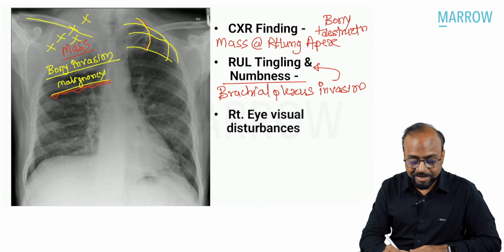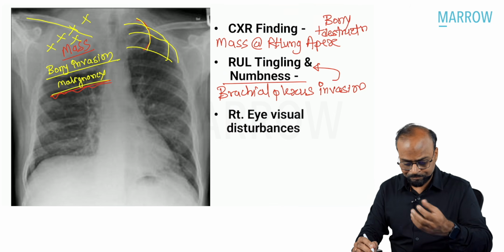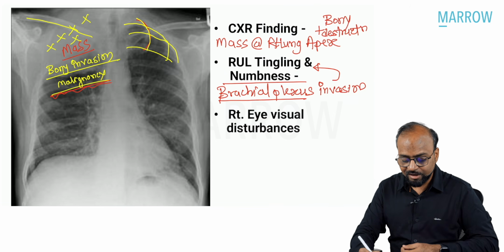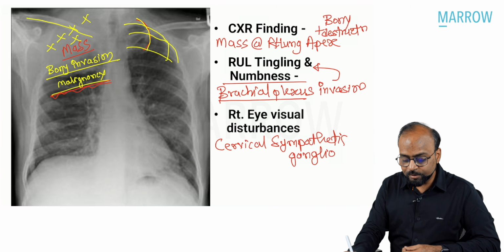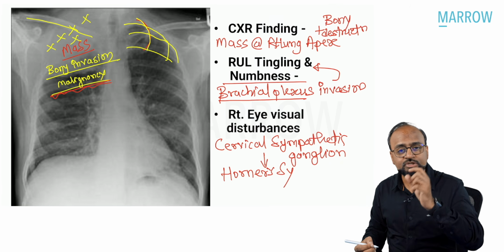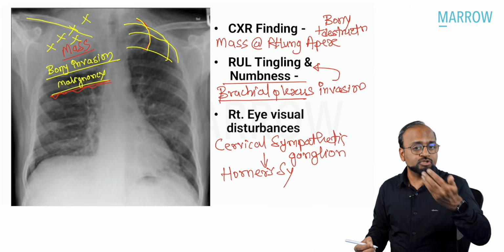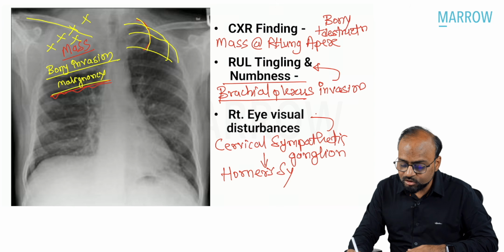Because remember, this is a malignant tumor. It is strategically located in the lung apex, so it can spread into the surrounding structures like the brachial plexus, like the cervical sympathetic ganglia. So what will happen if the tumor invades into the cervical sympathetic ganglion? The patient is going to develop Horner's syndrome. What is Horner's syndrome? Ptosis, anophthalmosis, miosis, and anhidrosis. Of this, ptosis, miosis, anophthalmosis is going to lead to visual disturbances, and that is how we can explain it.